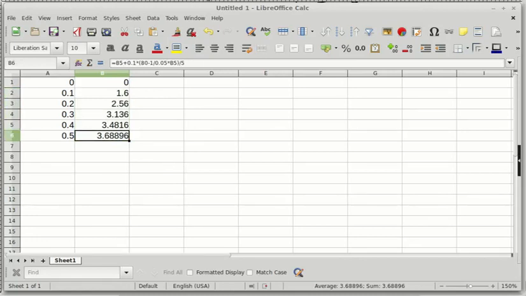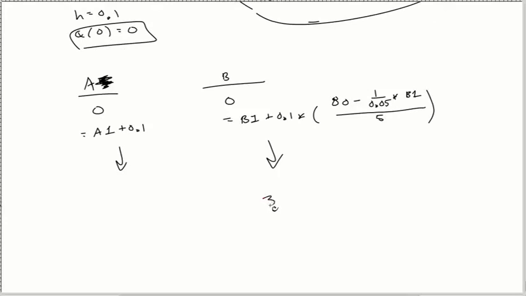So 3.69. I think 2 decimals is fine because that's what I have for some reason. 3.69. C.